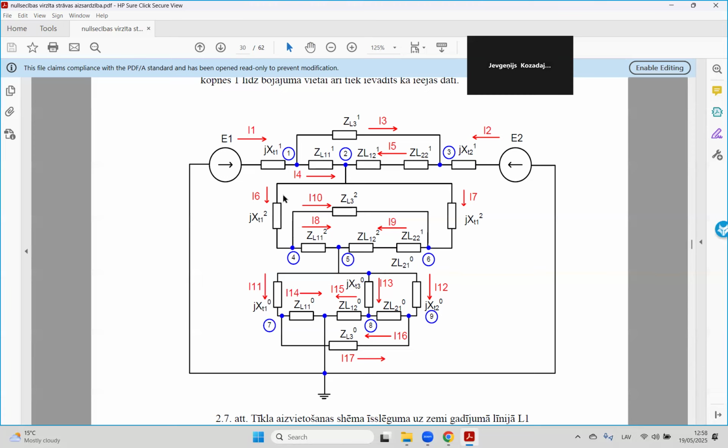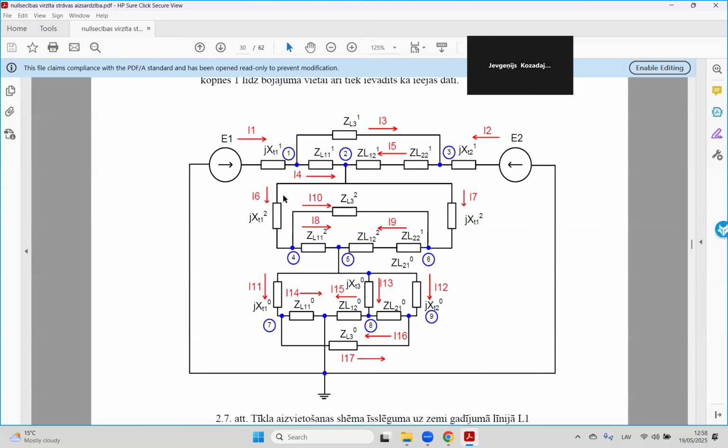If we have a two-phase fault, we draw here the negative sequence, connect the point of fault together, and connect this neutral wire to the ground together. This is the logic.